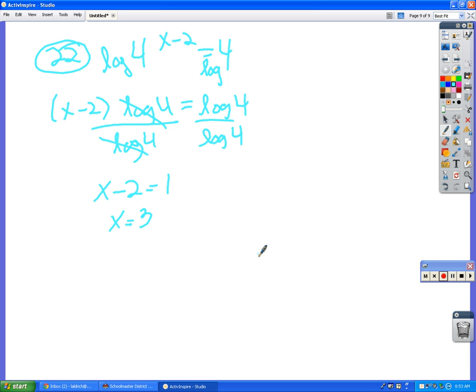And you could have figured that out from the very beginning, hopefully, if you thought about the problem at all. If the bases are the same, what has to be true about the exponents? Yeah, they have to be the same, so 4 to the 1 has to equal 4 to the x minus 2, means x minus 2 has to equal 1.